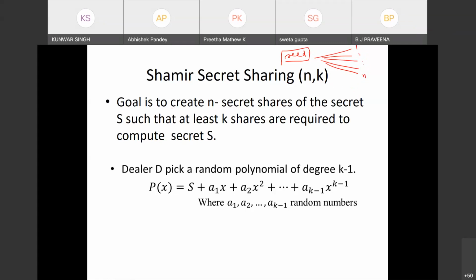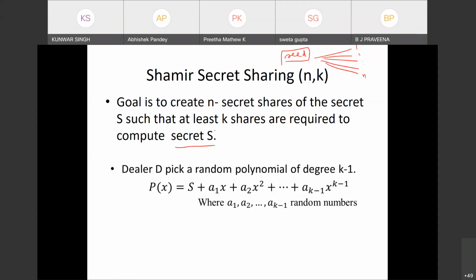Is it clear? The goal is to create n secret shares of the secret S such that at least k shares are required to compute the secret S. This is Shamir secret sharing. Only k shares will be required to compute the seed. The n shares are given, but we compute the n shares from the seed. So now let's see how.